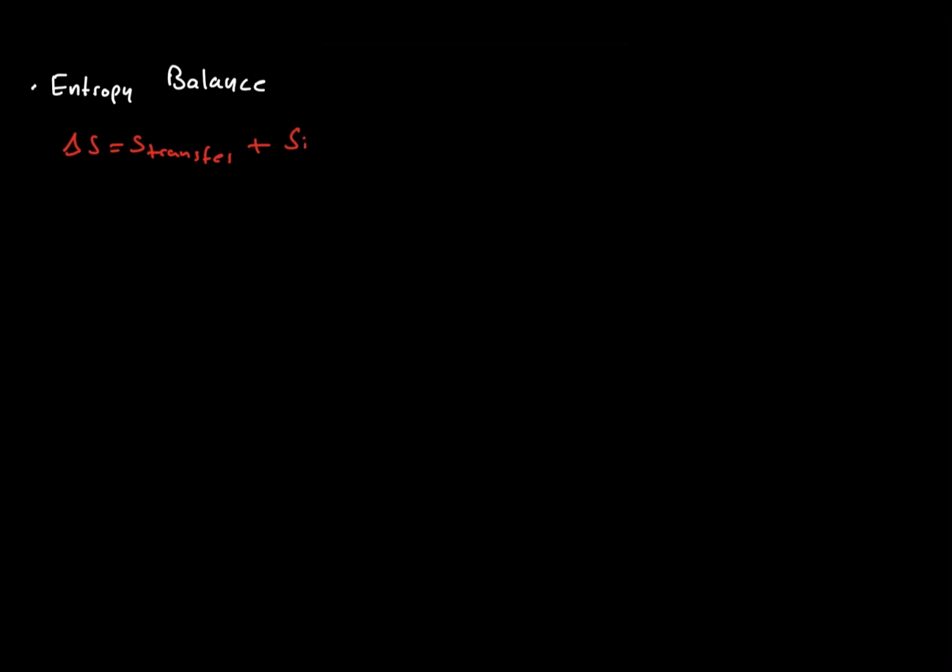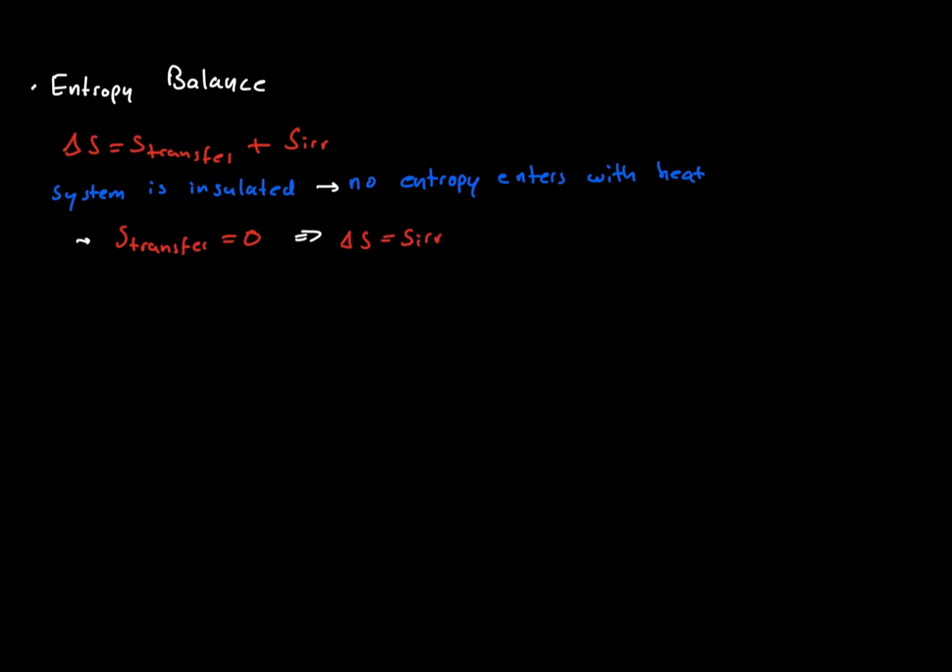Now we move from energy to entropy. The entropy balance says change in entropy equals entropy transfer plus entropy production. Because the system is insulated, no entropy enters or leaves with heat, so entropy transfer is zero. That means the total entropy change equals entropy production. And since this process is irreversible, entropy production must be positive.